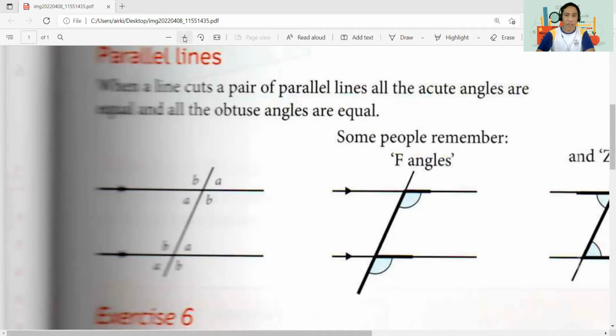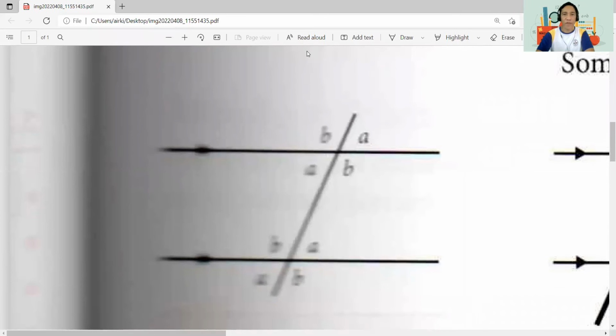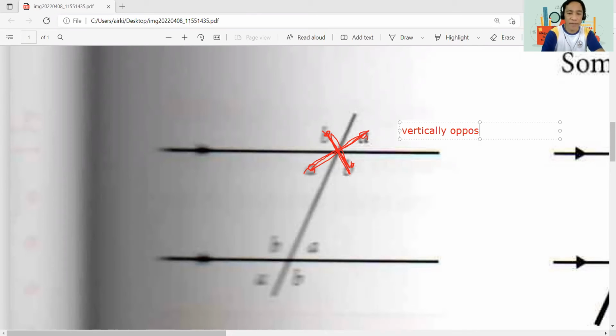So let's make it bigger. In here, as you can see, this angle and this angle are equal. So these two angles are equal. The reason is because they are opposite angles. And angle A here and also angle A here are both equal. So it's called vertically opposite angle.